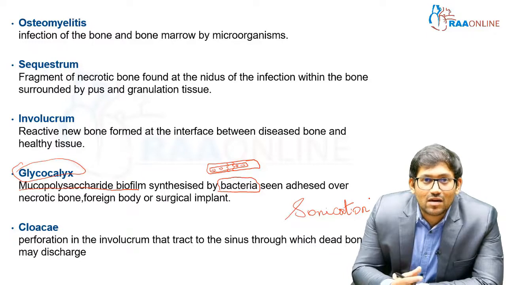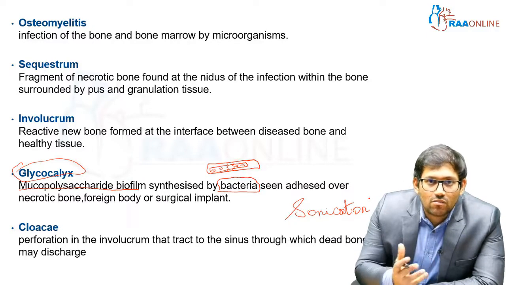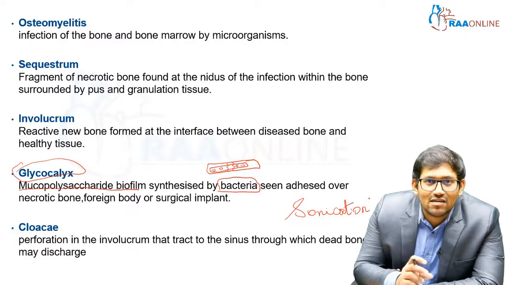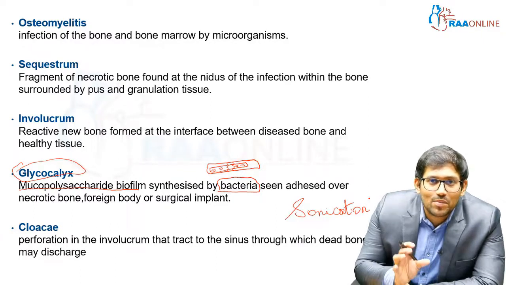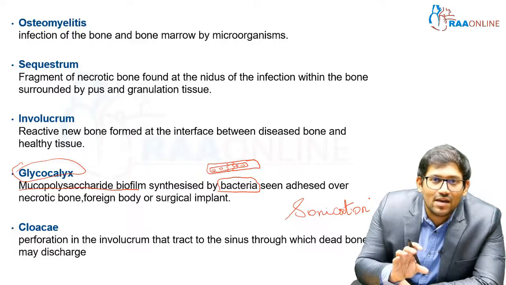Cloaca is nothing but a perforation which occurs in the reactive bone, the involucrum, that tracks down through the sinus and reaches the dead bone. So it's nothing but a connection from the surface through the involucrum, reaching the cavity where the dead bone is.